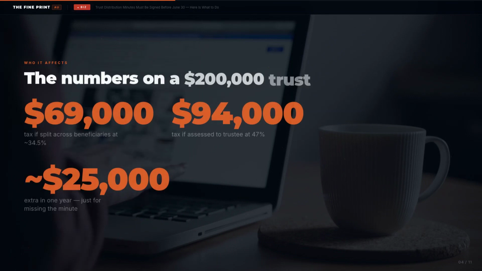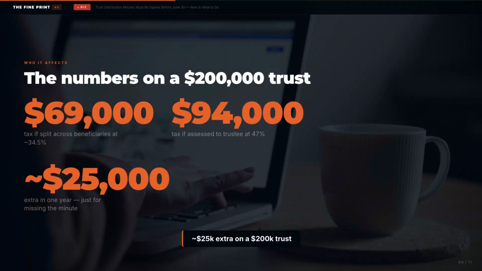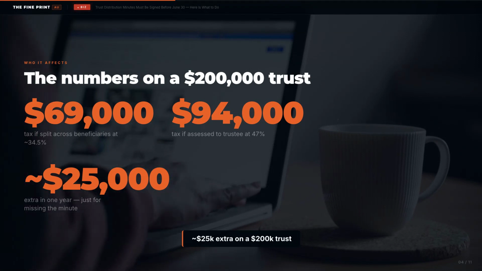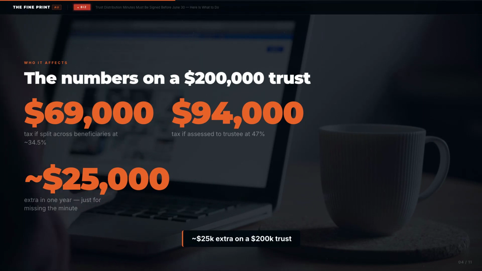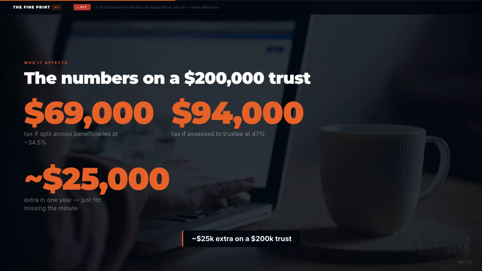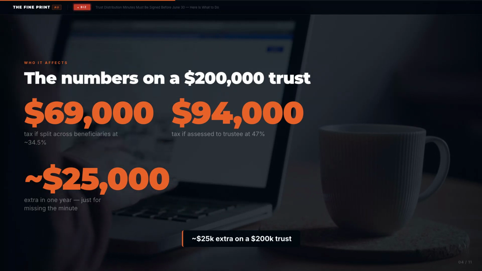Take a trust with $200,000 of taxable income, spread across two beneficiaries on an average rate around 34.5%. That is roughly $69,000 in tax. Taxed entirely to the trustee at 47%, it is about $94,000. That is around $25,000 of extra tax purely from missing valid minutes by 30 June, on these modelled figures.